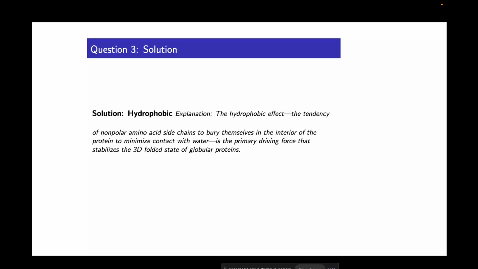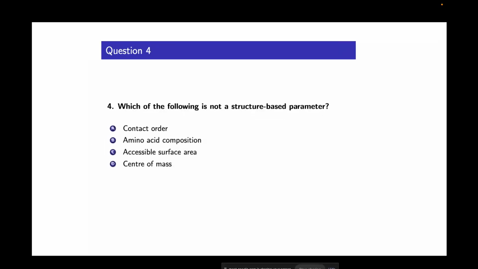So the idea is that the tendency of nonpolar amino acid side chains to bury themselves in the interior of the protein to minimize contact with the water is the primary driving force that stabilizes the 3D folded state of globular proteins. So yeah, the hydrophobic effect is the most important interaction. Moving on.